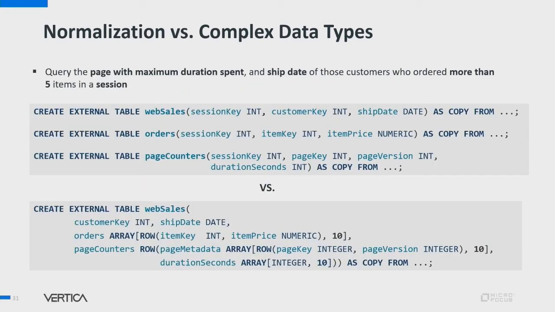In English, our benchmark query is trying to find the page with the maximum duration spent and the ship date of the customers who ordered more than 5 items in a session. Our normalized schema has these 3 tables: a web sales table, an orders table, and a page counters table. In contrast, the complex type data only needs one table, web sales, where we have a complex type to represent the orders and page counters columns.